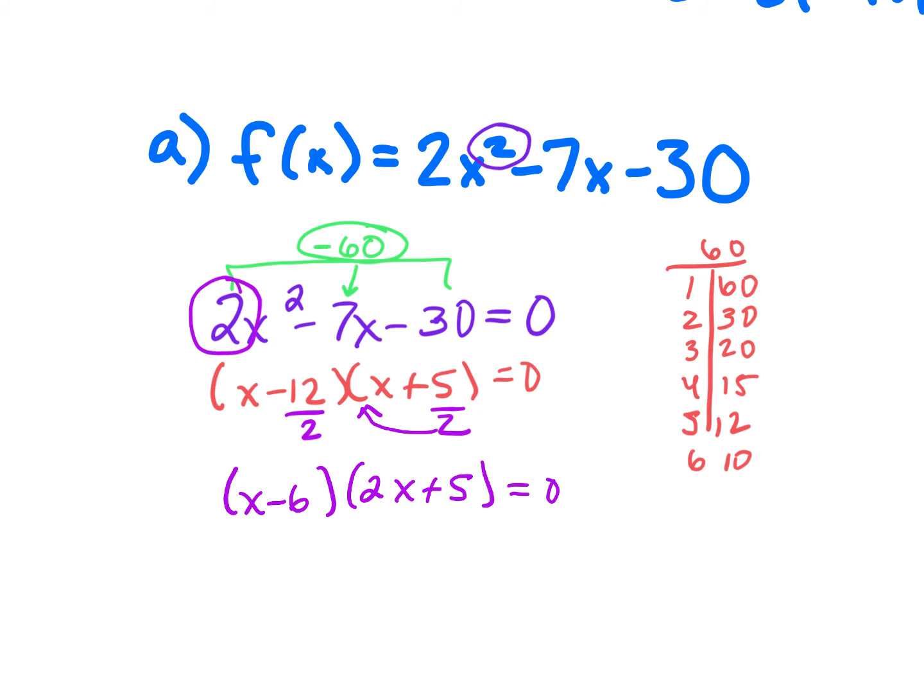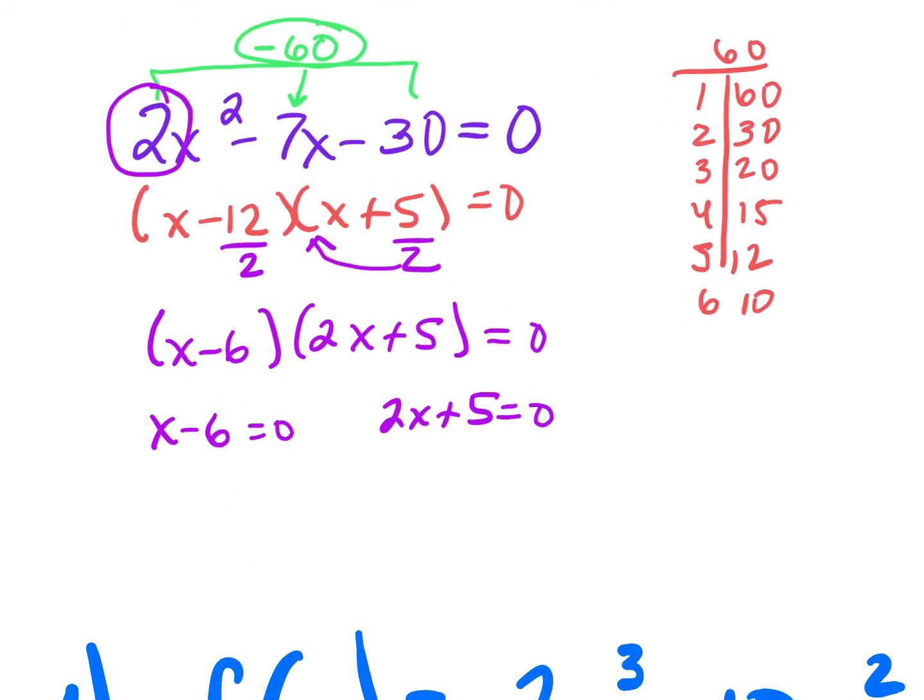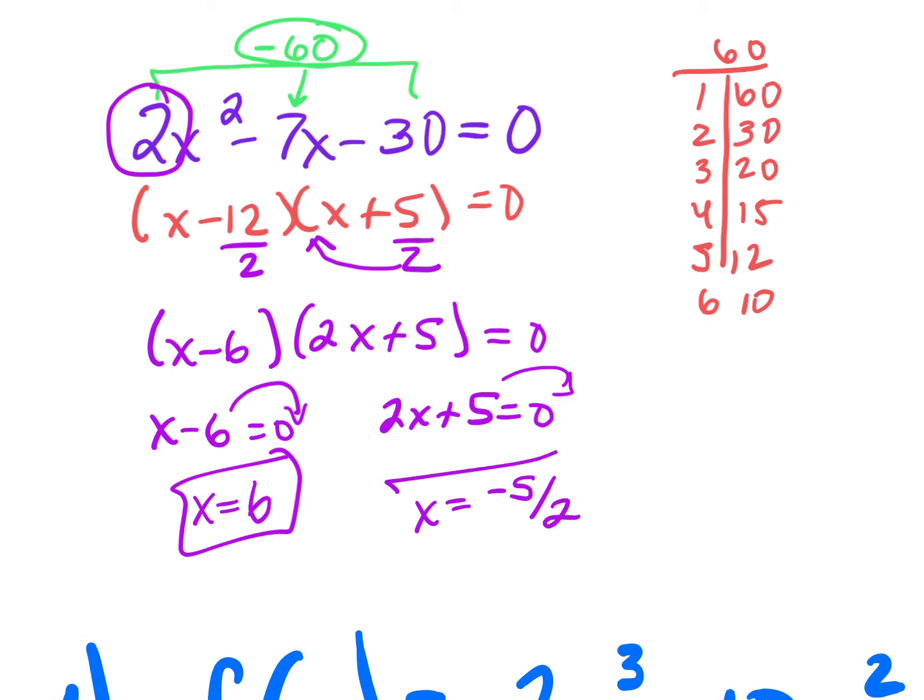Now to solve, what do I do with each parenthesis? Set it equal to 0. So x minus 6 equals 0. 2x plus 5 equals 0. So when I move 6 over, this becomes x equals 6. When I move 5 over, 5 becomes what? Negative. And then I divide both sides by 2. So I get x equals -5 over 2.